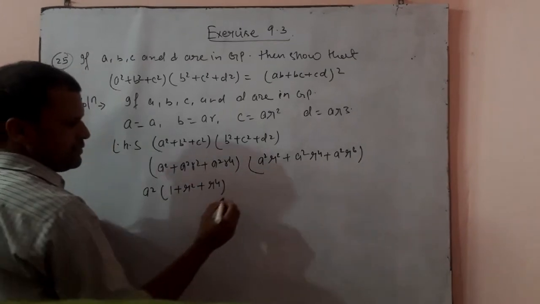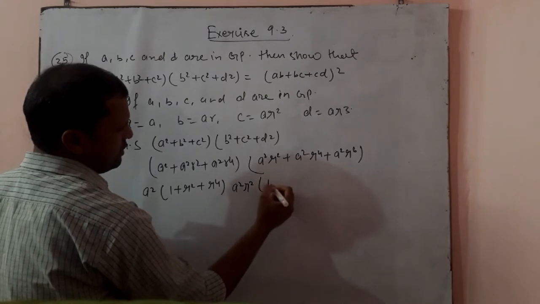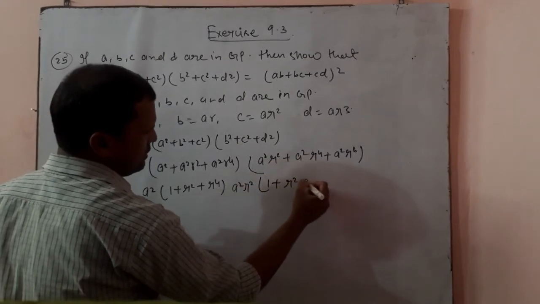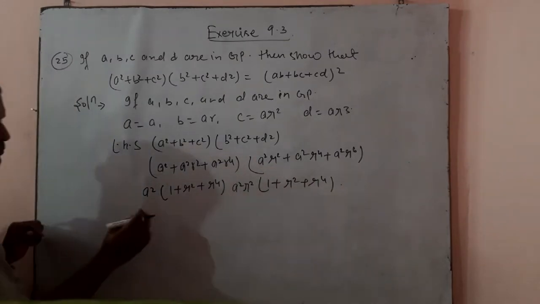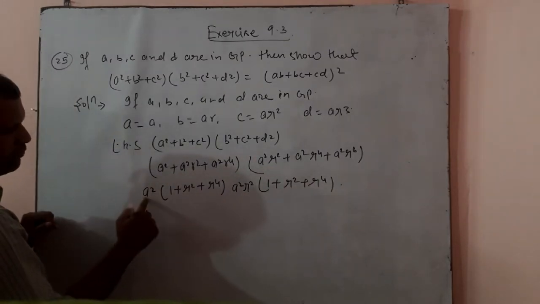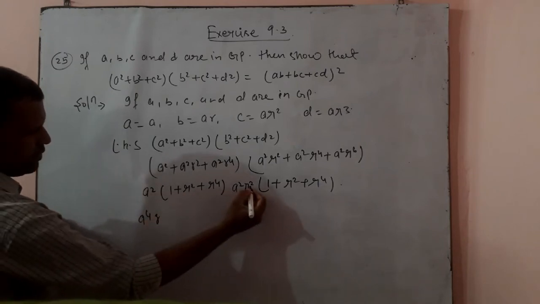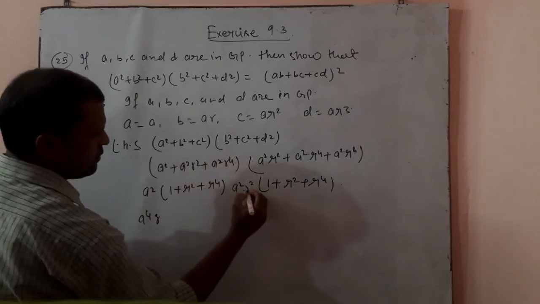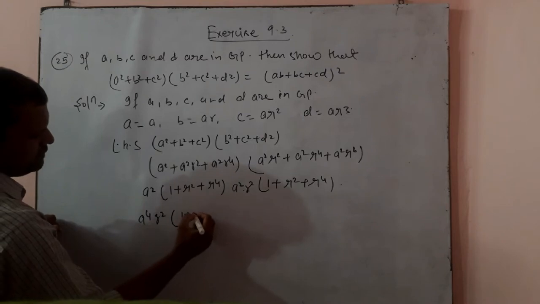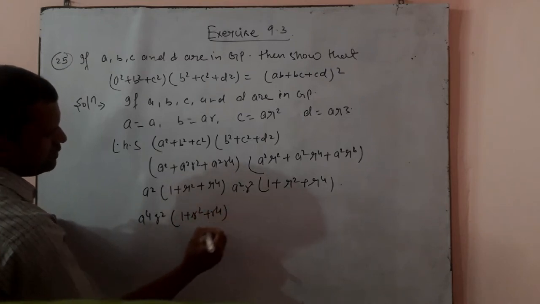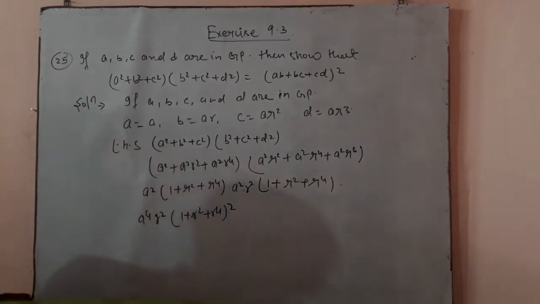In second bracket, you will take A square R square as a common. It means A square R square, and then 1 plus R square plus R to the power 4. So dear student, this can be written as A to the power 4, R square, in bracket 1 plus R square plus R to the power 4. This is two times, so whole square is there.